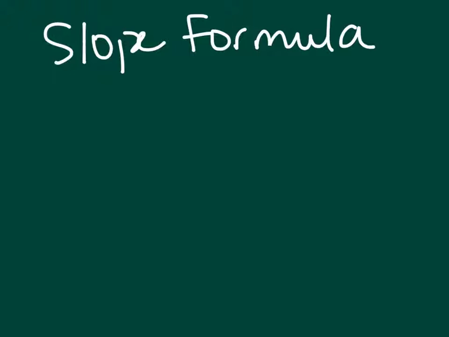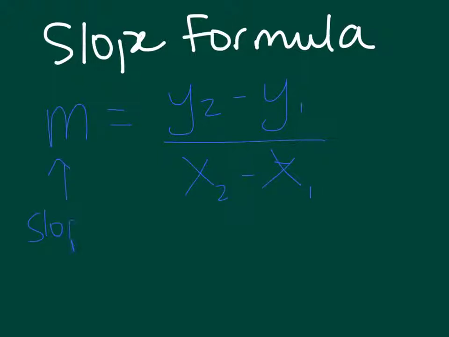Okay, the slope formula is m equals y2 minus y1 over x2 minus x1. M always refers to our slope. Okay? The y1 and y2 and x1, x2 just come from two ordered pairs where we have x1, y1, and then we have another ordered pair that we call x2, y2. Now it doesn't really matter which ordered pair we call x1, y1 and x2, y2, but we have to define them as that.